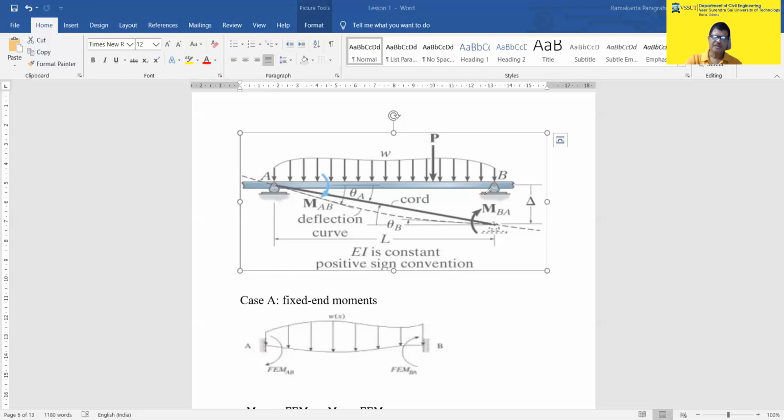So I think now you are clear. Now under the loading, there will be deflection of this beam. Now from the deflected shape, you can find out what is the value of the slope at A and B. Then again, what is the value of the moments? Again, the clockwise moments are positive. Okay, clockwise moments are positive. So with this positive sign convention, clockwise moments positive, clockwise rotations are positive, and then delta downward is positive.